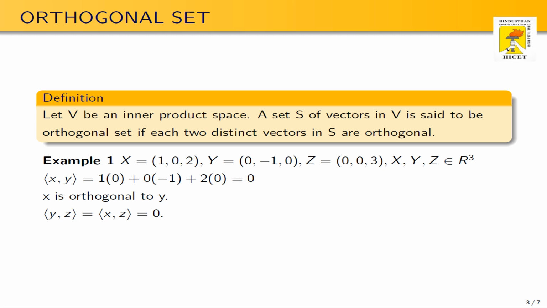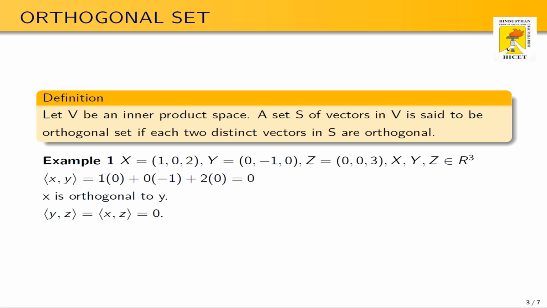Let us consider x, y, z belonging to R power 3. We need to find the inner product of any two. Here I am taking the inner product of x, y equal to 1 into 0 plus 0 into minus 1 plus 2 into 0. So multiplying the corresponding elements and adding, we get the inner product of x, y as 0. Therefore, x is orthogonal to y. In a similar way, the inner product of y, z and the inner product of x, z are 0.